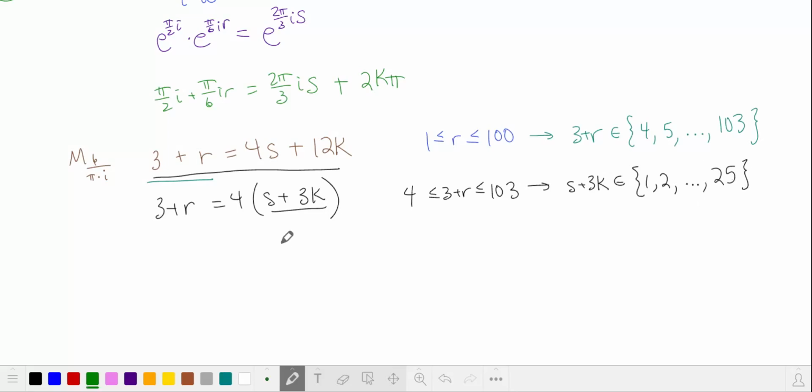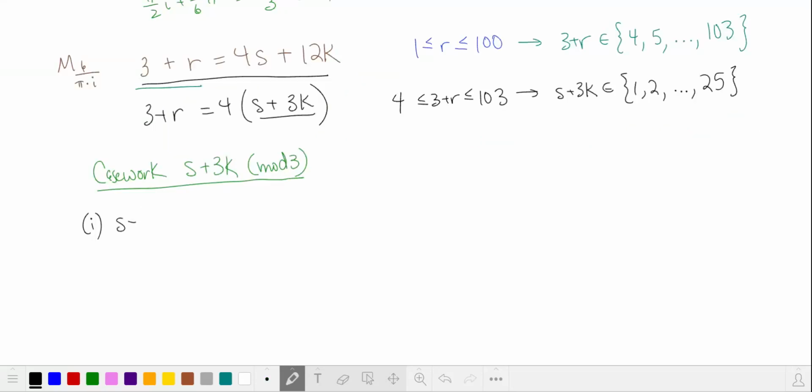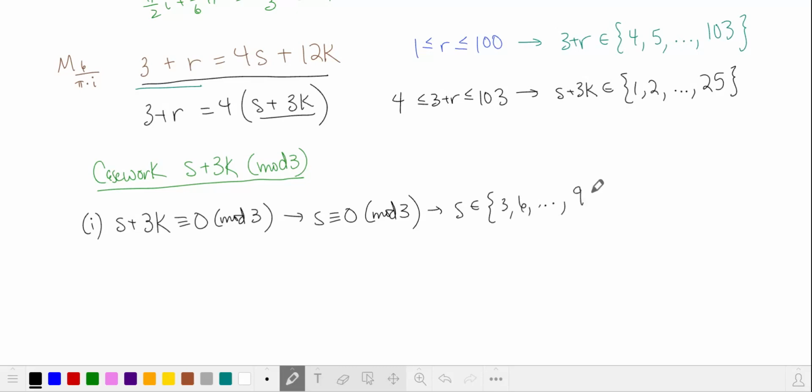Since s is expressed as some number plus a multiple of 3, let's do casework on the mod 3 residual of s plus 3k. So first of all, s plus 3k can be a multiple of 3. This means s is a multiple of 3. So s is any of the multiples of 3 that are less than or equal to 100. This gives us 33 values of s.